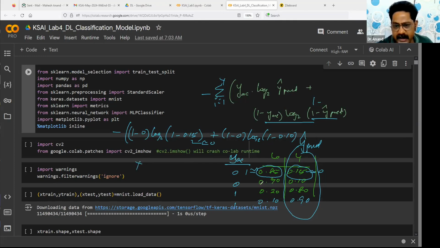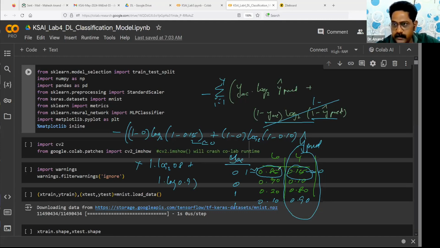Now, look at the third and fourth entry. 1 minus 1 becomes 0. The second term becomes invalid. The first term is valid. So how does the substitution go? 1 times log base 2, this y predicted probability of the positive class. Okay, 0.8. Again, 1 times log base 2, 0.9. So the summation of these 4 terms.